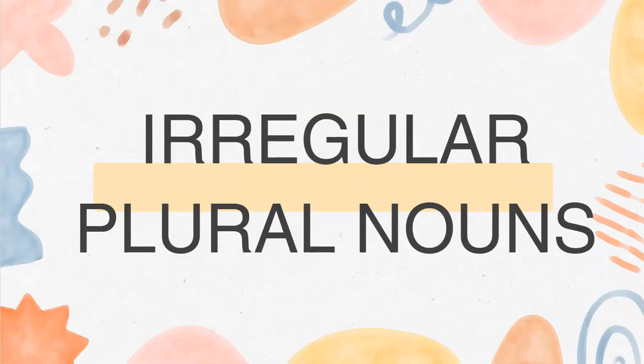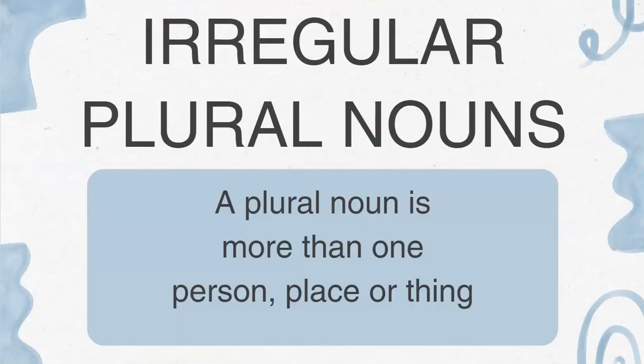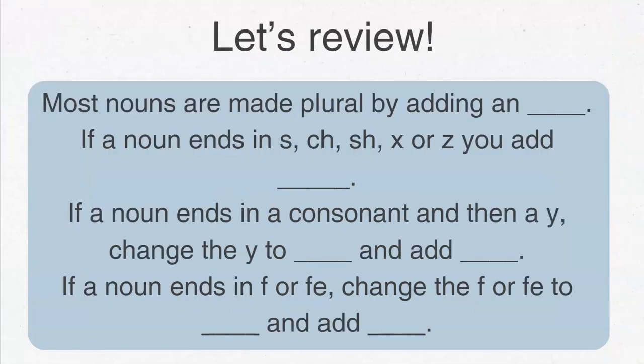In this lesson, you'll learn about irregular plural nouns. We've talked about plural nouns in a previous lesson. A plural noun is more than one person, place, or thing. So let's review what we learned about plural nouns so we can learn about irregular plural nouns. Most nouns are made plural by adding what to the end of the noun? Pause the video and you can take note of this on your own whiteboard or in your own notebook. What do we add to the end of a noun most of the time to make it plural?